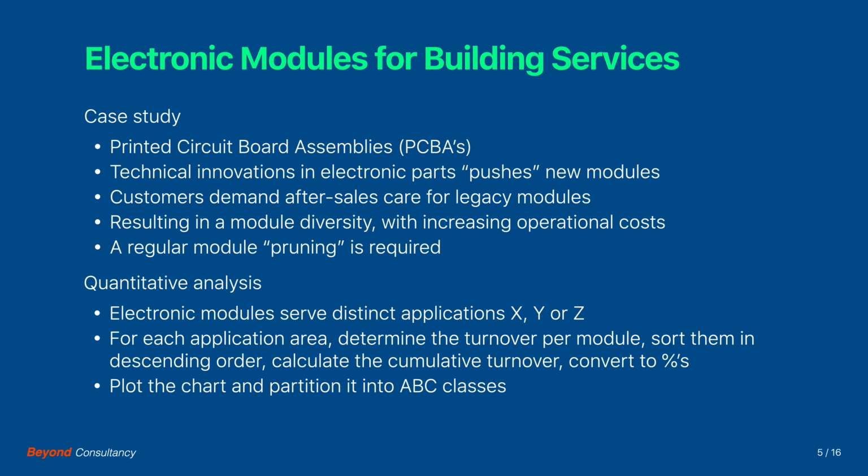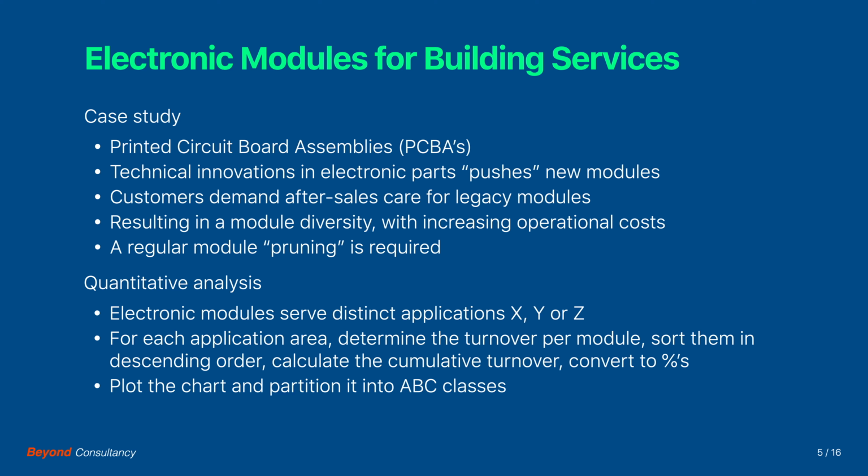A quantitative ABC analysis considers the following points. The electronic modules serve distinct applications X, Y, or Z. On average, the X modules run with high volumes but at a low price. The Z modules, on the other hand, have low volumes but are much more expensive. The Y application forms a category in between. Because of these differences, we need to make three separate ABC studies.